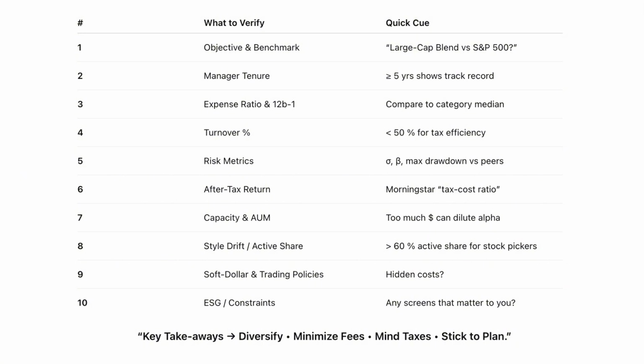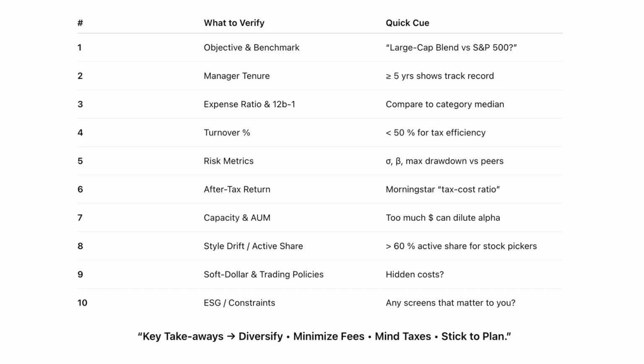9, trading policies and soft dollars. Soft dollar and market impact costs often hide outside the expense ratio. And last but not least, ESG and constraints. Any screens, ethical or sector leverage, make sure they align with your values and goals.